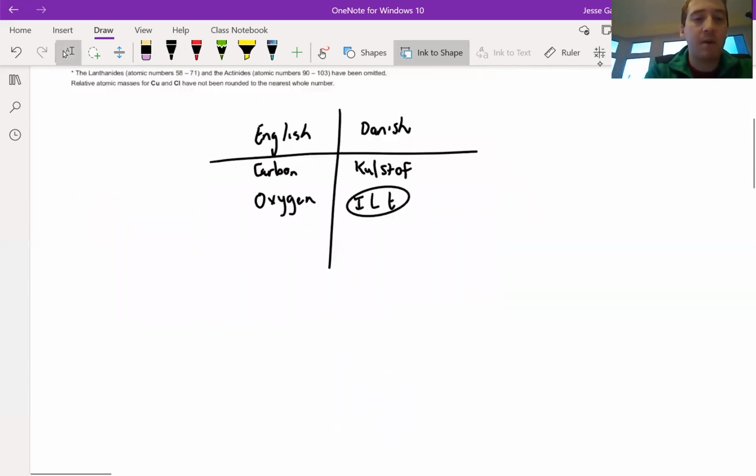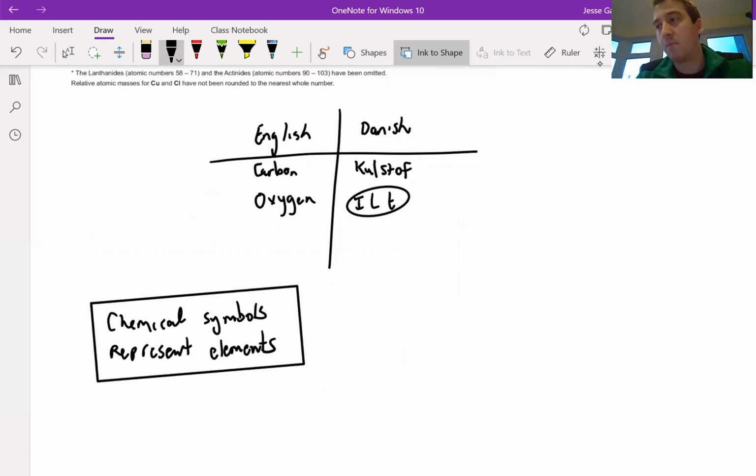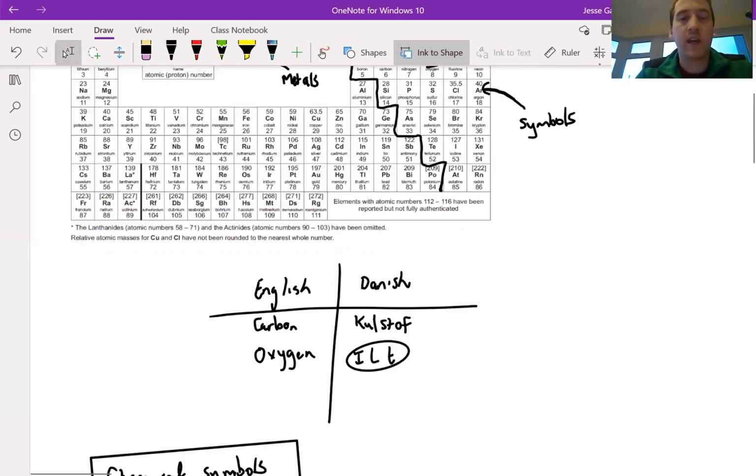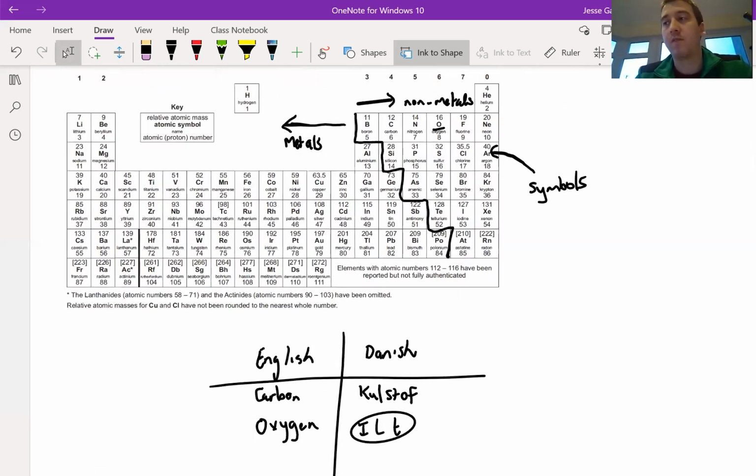So we say that chemical symbols represent elements. Each element has a chemical symbol. Another thing to notice, take a quick look, I'm going to say something and you can verify that this is correct. The first letter is always a capital. Some elements have one letter, some have two, but always the first letter is a capital.